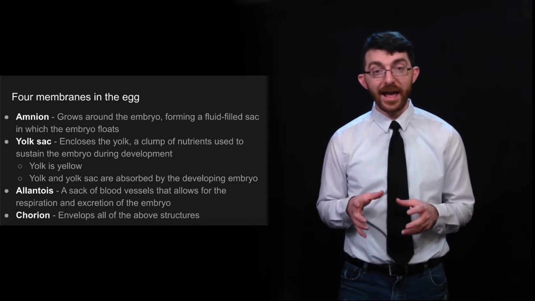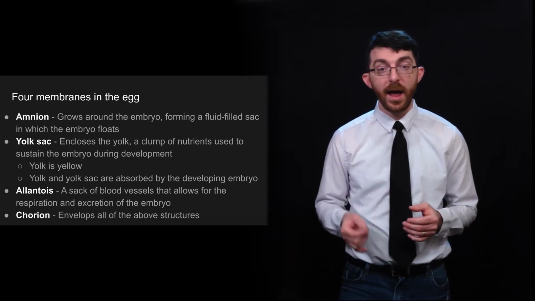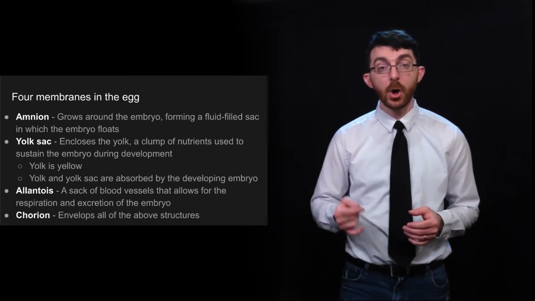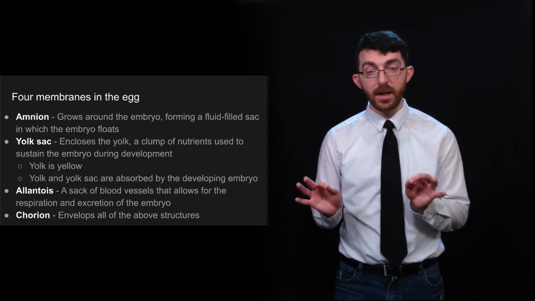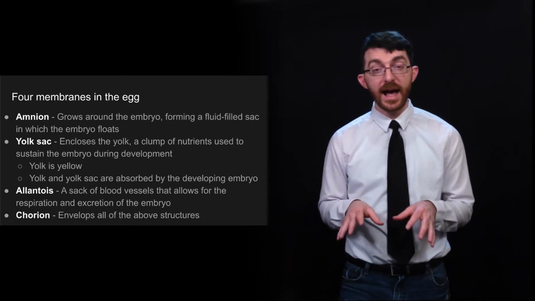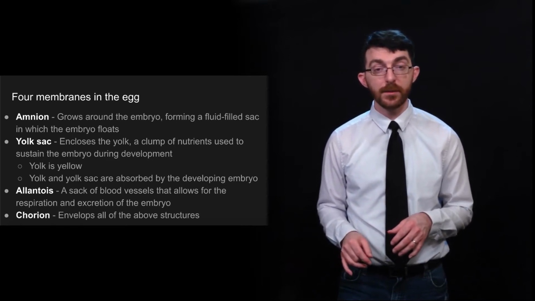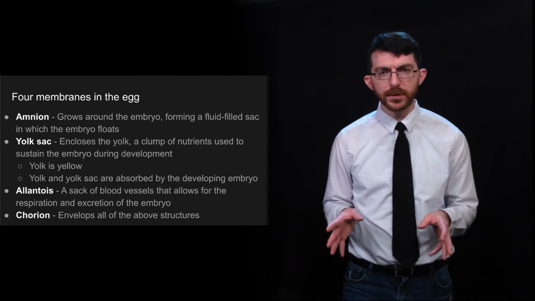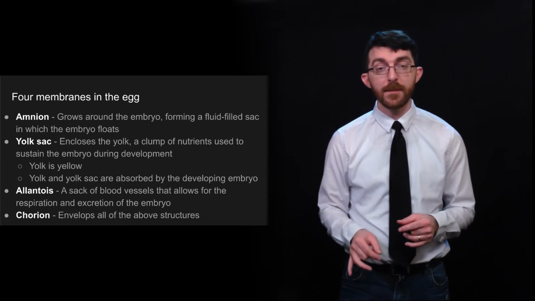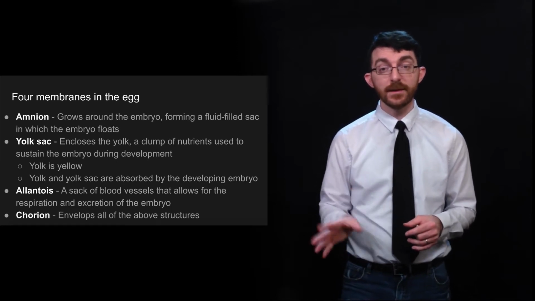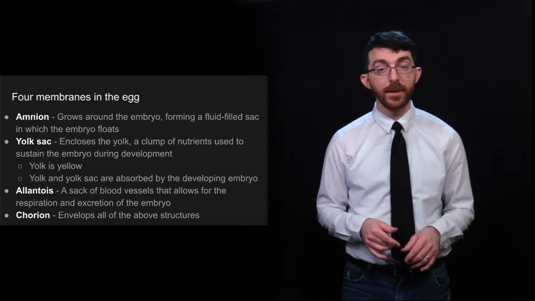Okay, so in an egg, there are 4 membranes: the amnion, the yolk sac, the allantois, and the chorion. So the amnion grows around the embryo, forming a fluid-filled sac in which the embryo floats. So, Ziploc bag around the embryo. The yolk sac encloses the yolk, a clump of nutrients used to sustain the embryo during development. It's almost like a cotyledon, if you remember those, okay? The animal version of a cotyledon is a yolk, and that would be a membrane around that. This yolk is yellow, and during the development, the yolk and the yolk sac are absorbed by the developing embryo.